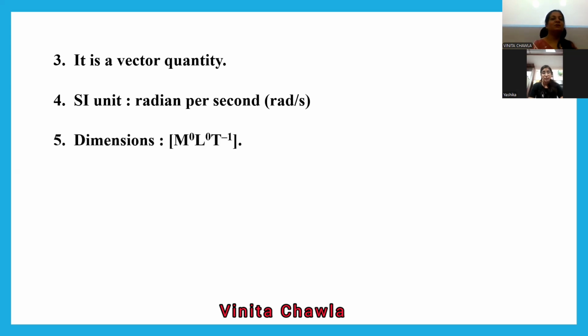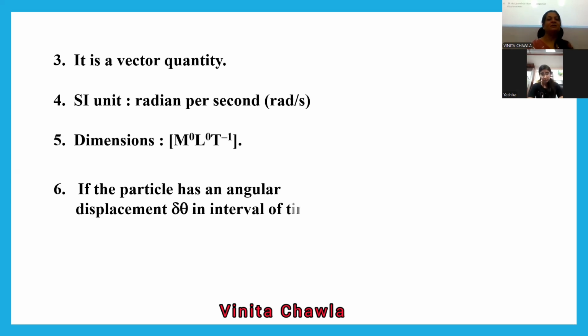Okay, and dimensions T minus 1, because dimension of angle is M0 L0 T0. All are 0 for angle, and therefore for angular velocity it is T minus 1. And if the particle has an angular displacement del theta in time interval del t, then we can write like this. Okay?